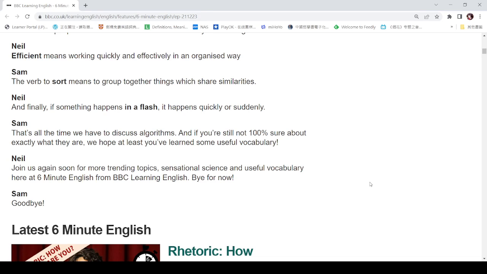That's all the time we have to discuss algorithms, and if you are still not 100% sure about exactly what they are, we hope at least you have learned some useful vocabulary.